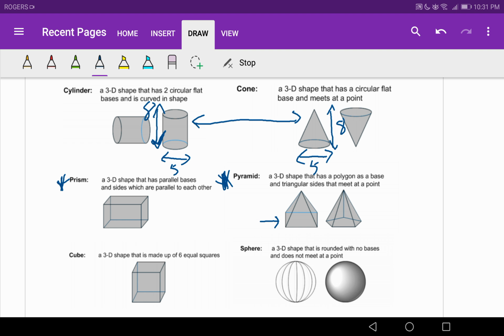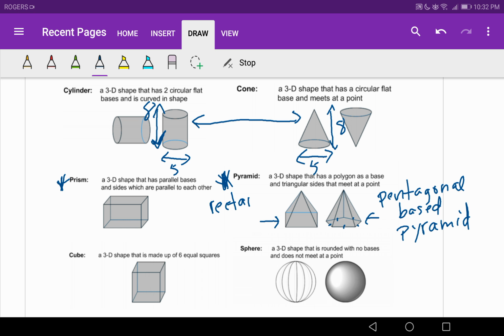In this case, we have a 5-sided base, right? We have 1, 2, 3, 4, 5. So that's what's called a pentagon. So this would be a pentagonal based pyramid. Okay, so maybe we'll write that out. So something like this would be a pentagonal based pyramid, whereas this one over here is known as a rectangular based pyramid.